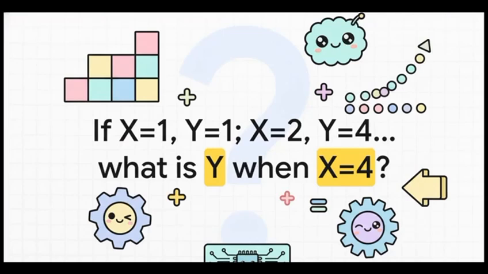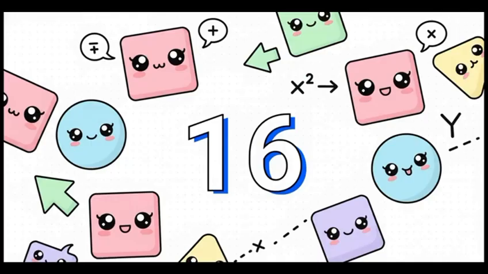Okay, let's try a quick puzzle. Just look at this. If x is 1 and y is 1, then x is 2 and y is 4. You see where this is going, right? What do you think y is when x is 4? And hey, before you even say the answer out loud, your brain is already doing something that's, well, remarkably similar to a machine learning model. Yep, of course, it's 16.